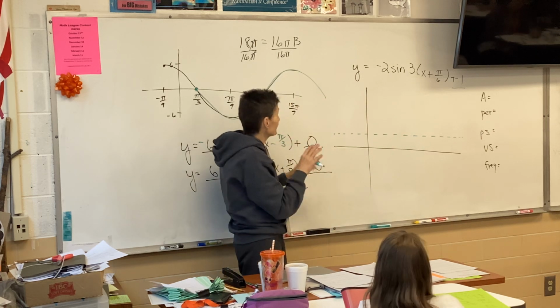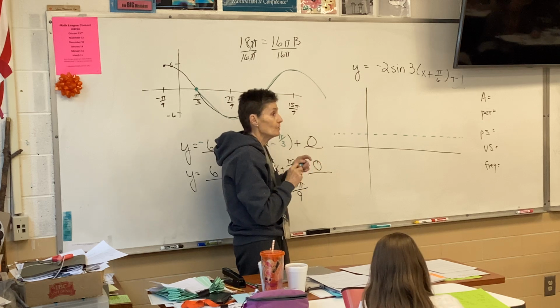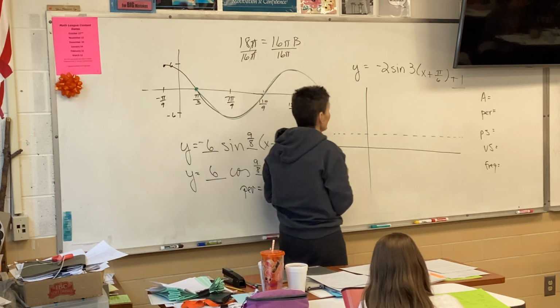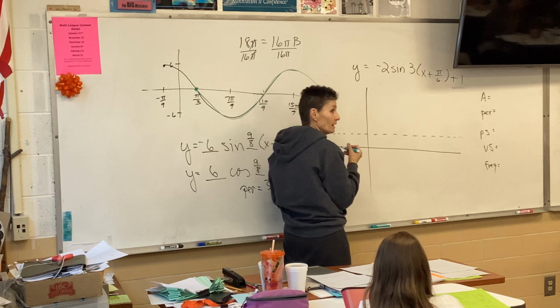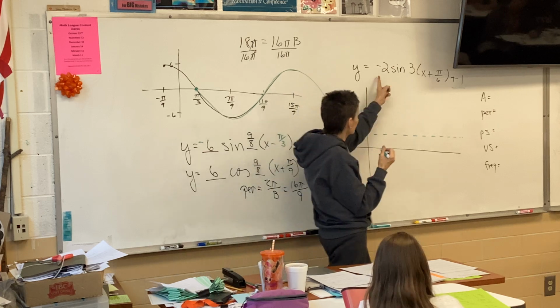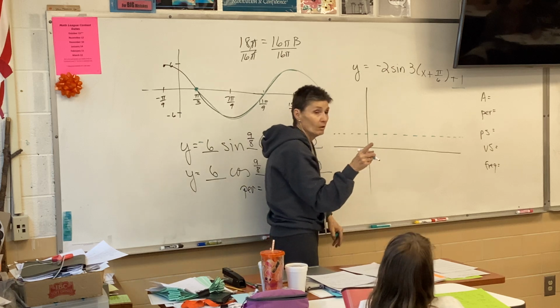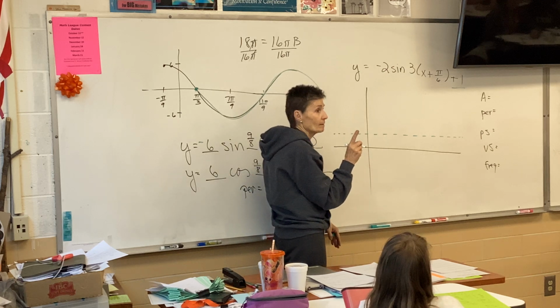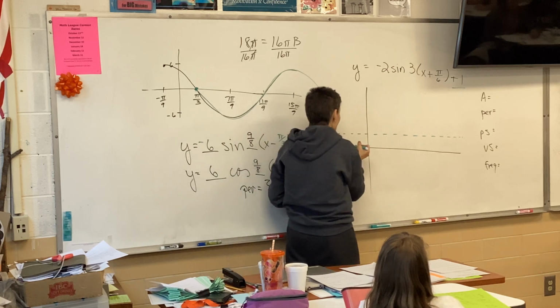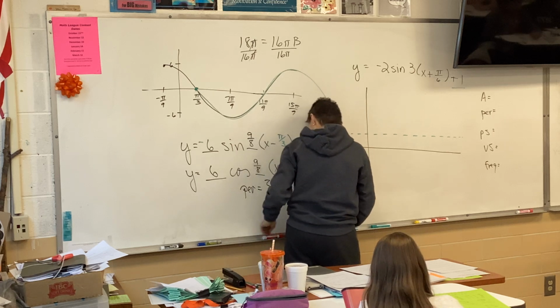Okay, so tell me what else you know. It starts right there. It's a valley and a hill. You know that it's going to have a valley and then a hill because it's a negative sign. Period is 3. But be careful, where does it start? Pi over 6. It starts at negative pi over 6.